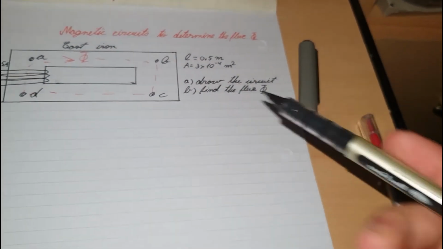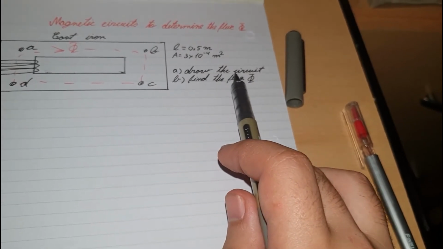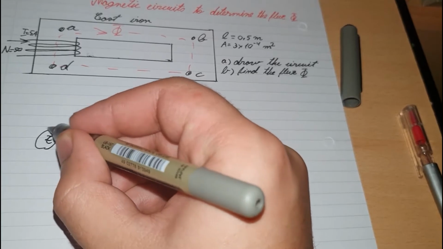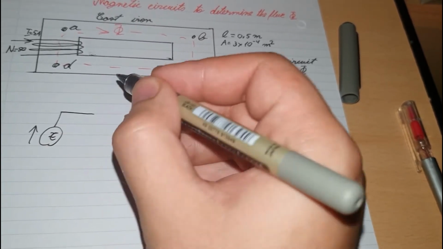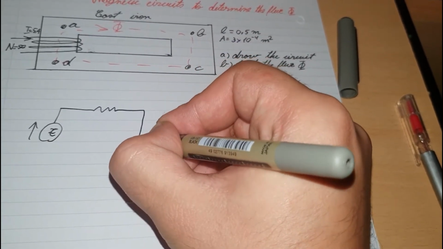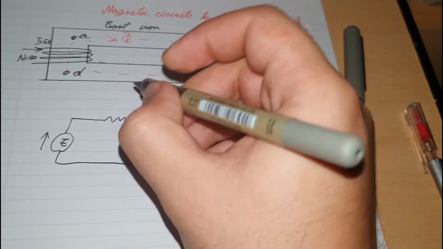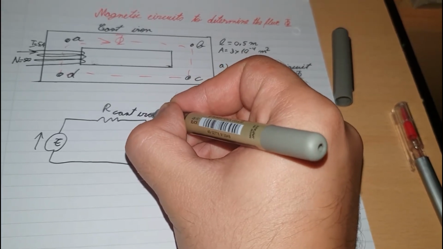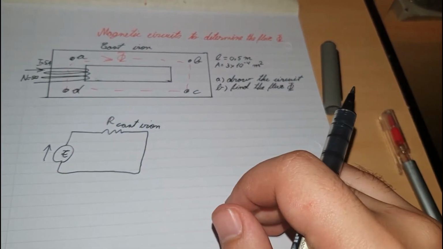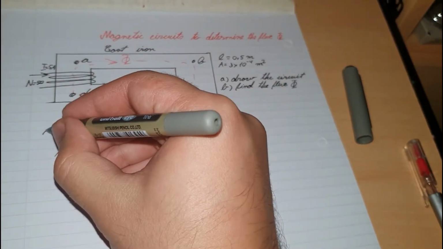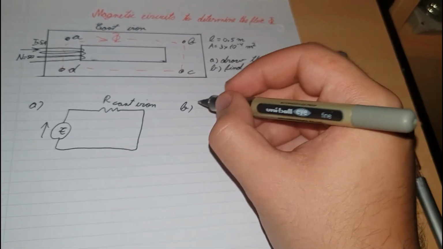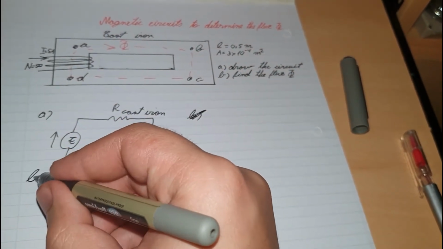Anyway, so first of all, let's draw the circuit. That's our first task. So there's the source F, then there's the resistor, which is basically just the cast iron, really just the material. So R cast iron, because there are no splits of the flux, so you don't need to worry about that one. And that was basically drawing the circuit. And now let's calculate it. Actually, no, I have enough space, I'll just do it under it.